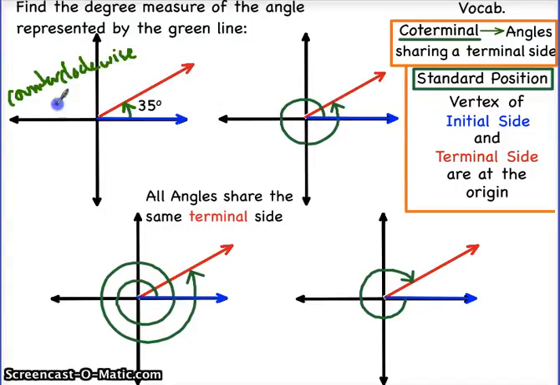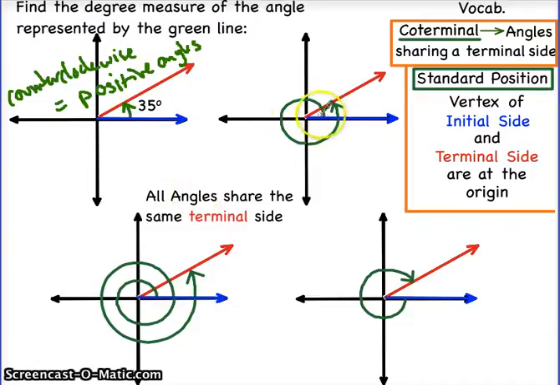always good to remember, counterclockwise equals positive angles. Okay. That's a 35-degree angle.